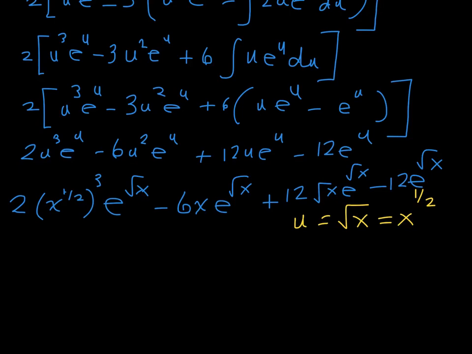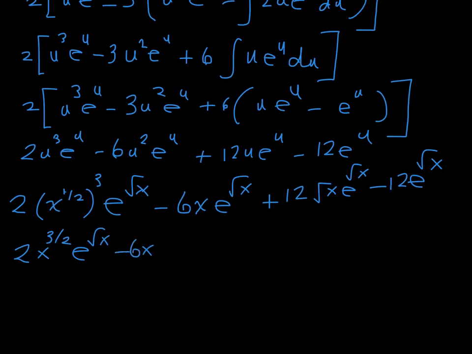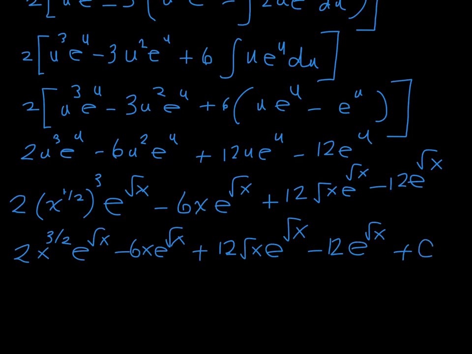Sorry for that kind of slide. Let me get rid of this yellow, because that was just us remembering what we had already said. Let me get rid of that. All right. Let me clean this up a little bit. So then this is 2x to the 3/2 e to the square root of x minus 6x e to the square root of x plus 12 times the square root of x e to the square root of x minus 12 e to the square root of x, and then of course plus c.